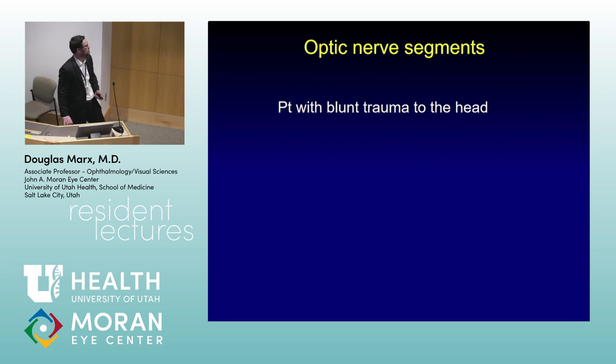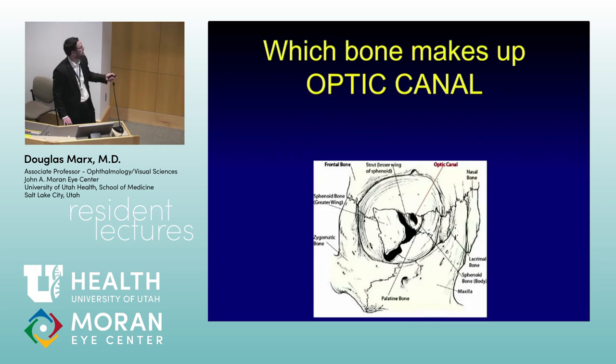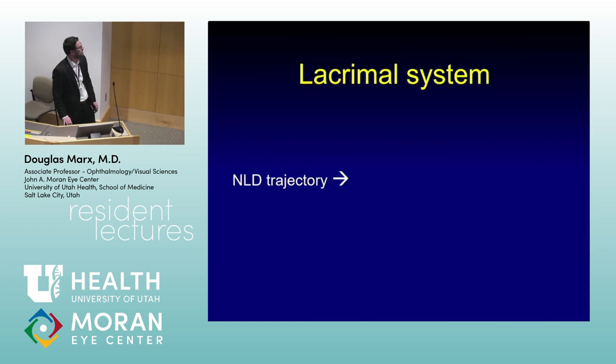Optic nerve segments, okay. Which segment is the most susceptible to injury with blunt trauma to the head? Cantilever. So what do you get? It's optic neuropathy, right? Traumatic optic neuropathy. Which bone makes up the optic canal? Okay. Oh, I love this question.